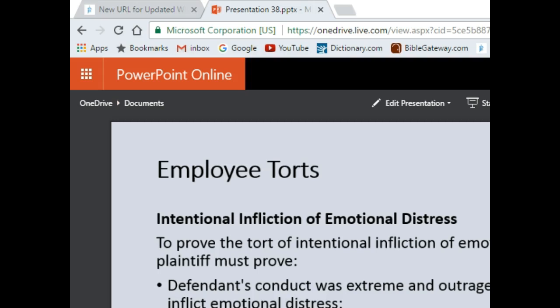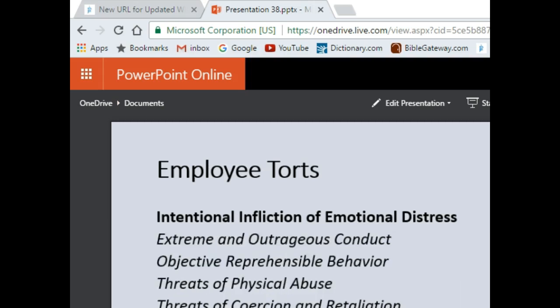To prove the intentional infliction of emotional distress, the plaintiff must prove, one, that the defendant's conduct was extreme and outrageous and intended to inflict emotional distress. And we'll talk about extreme and outrageous conduct in just a moment. Two, the defendant knew that there was at least a high probability that such conduct would indeed inflict severe emotional distress. And three, indeed, the defendant's conduct did cause severe emotional distress upon the plaintiff or the employee.